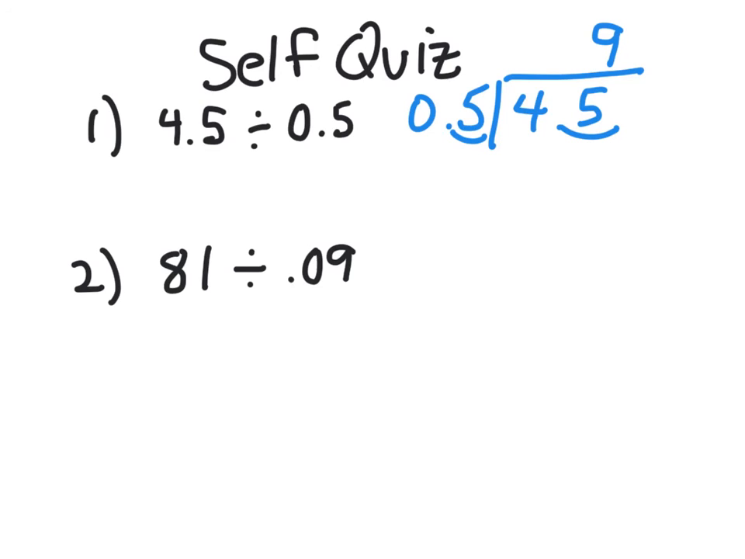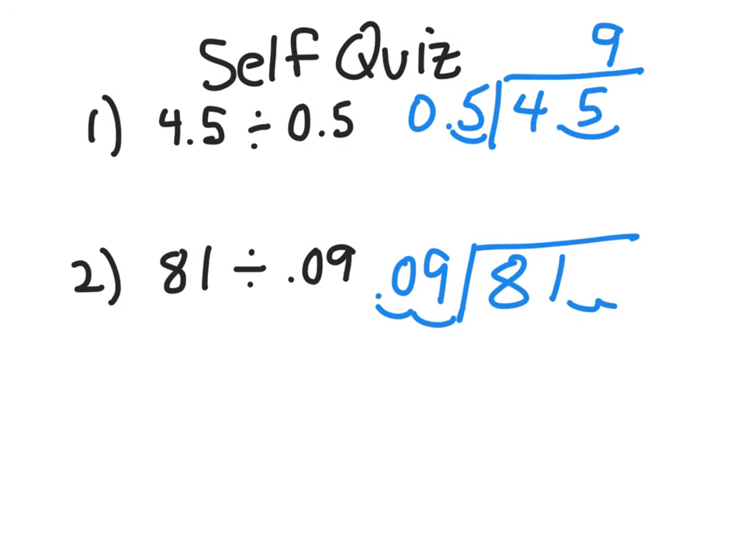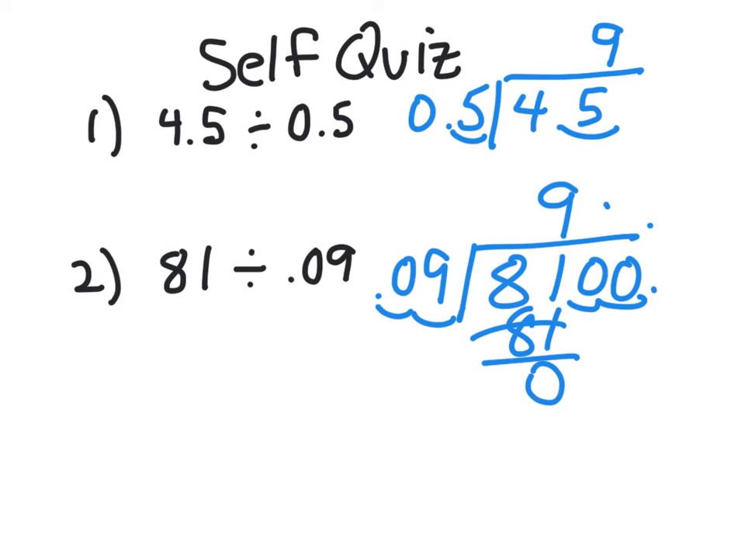Okay, good. Now the second one, 81 goes in the house, 900 is outside the house. We're going to move it 2 places to the right. Do the same inside. So this is 9 into 8,100. So this is going to be 900 for our answer. Did you get that one?